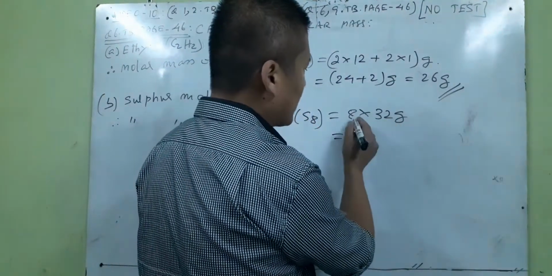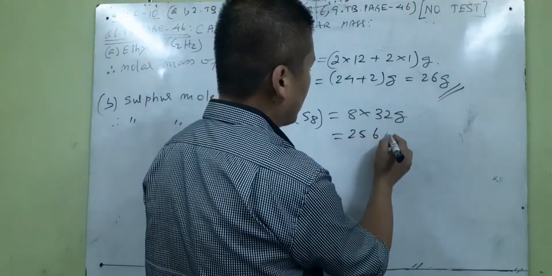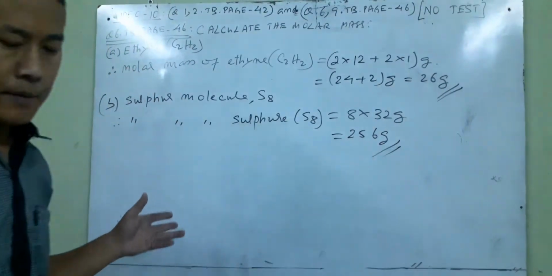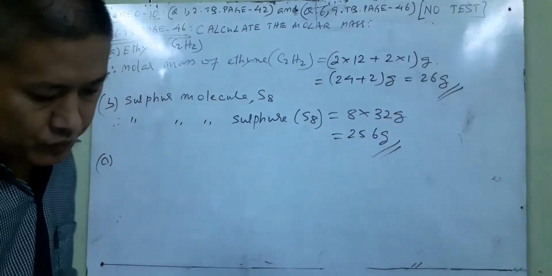Sometimes I don't give them, you'll get stuck. 8 2s are 16, 8 3s are 24, plus 1, 25. So this is 256 grams, the molar mass of sulfur. Then C, just do directly from now, okay.